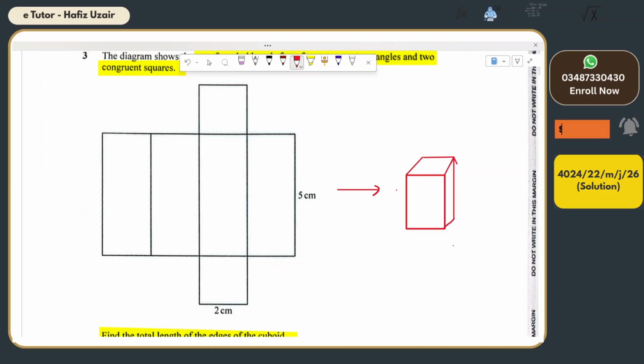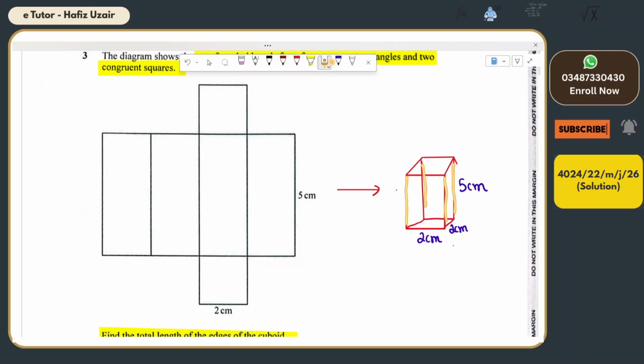Just ignore this arrow. I just want to show you so that you can easily understand. Now here is a square that has a length of 2 centimeter. So here is 2 centimeter and here is 5 centimeter. You can check that the cuboid has 12 edges. 4 edges are of length 2 centimeter, and another 4 edges are also 2 centimeter.